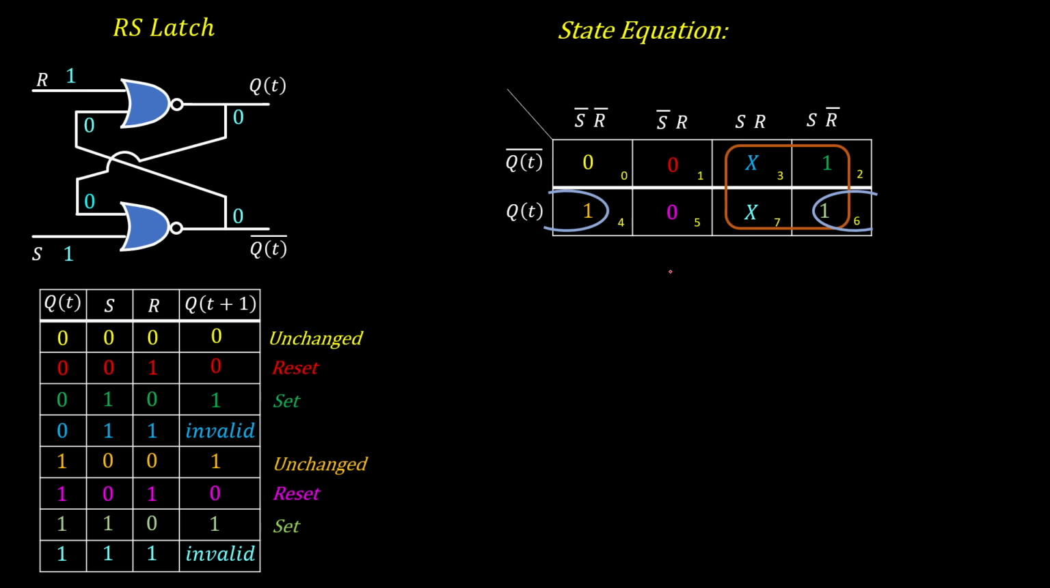So the state equation Qt plus 1 is S plus Qt R. From the quad we will get S, and from this pair we will get Qt and R bar. Qt and this has to be R bar, I think. This is bar. So the state equation is Qt plus 1, which is S plus Qt R bar.